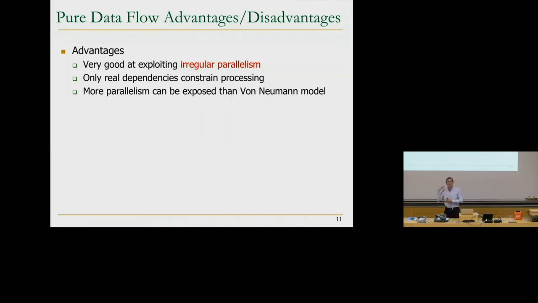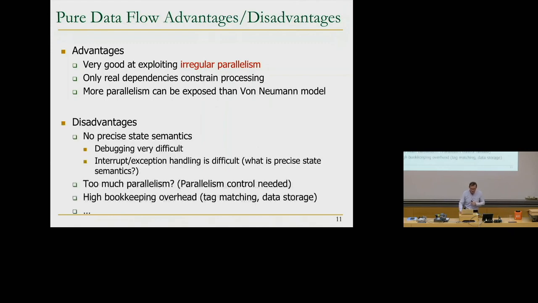So we'll see much more efficient architectures that exploit regular parallelism later on. When we talk about array processors, single instruction, multiple data engines, GPUs, they're much more efficient at this regular parallelism. But if your parallelism is irregular, there's no better way of doing that compared to Dataflow today, at least in a general purpose manner. So disadvantages, clearly there are disadvantages.